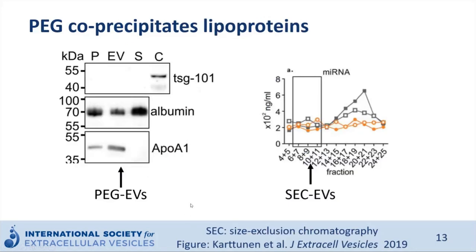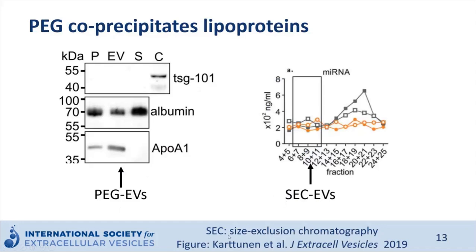As a good example published in this JEV paper, the authors used PEG to isolate the EVs from rat plasma. They found that PEG EVs are highly contaminated with albumin and lipoprotein.